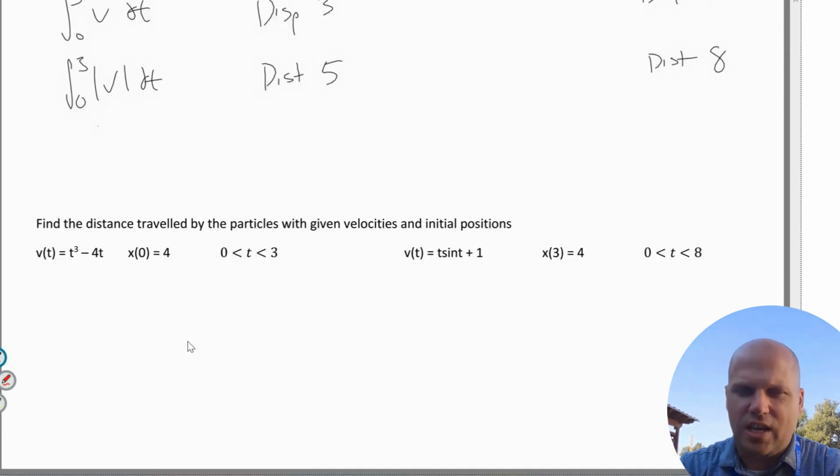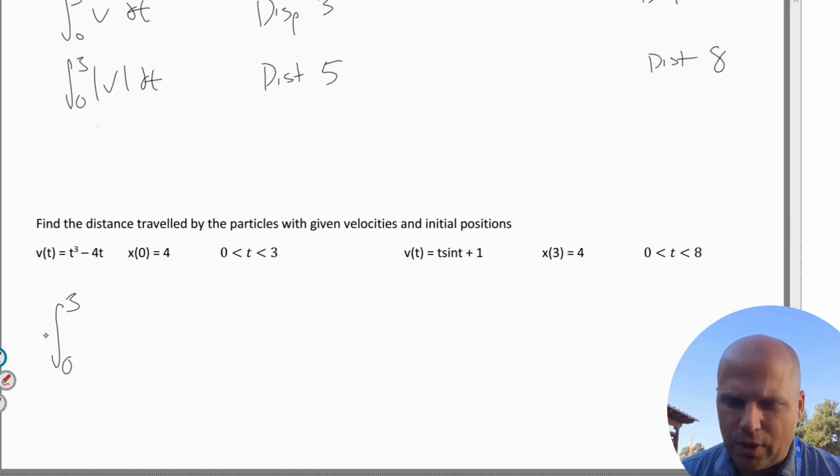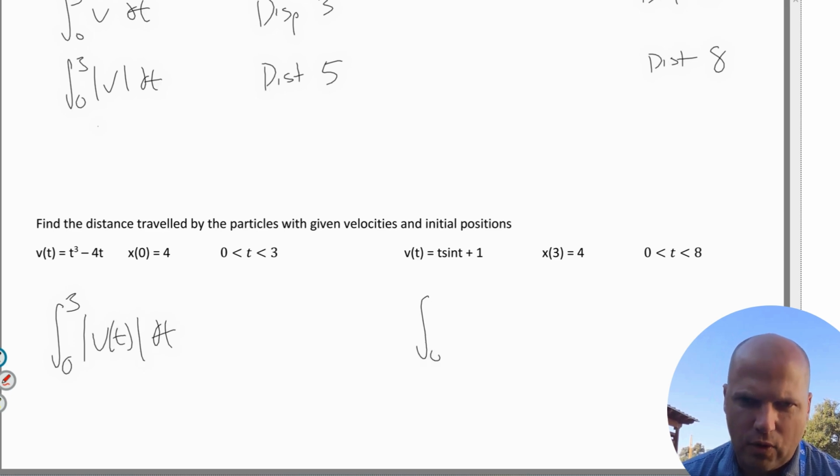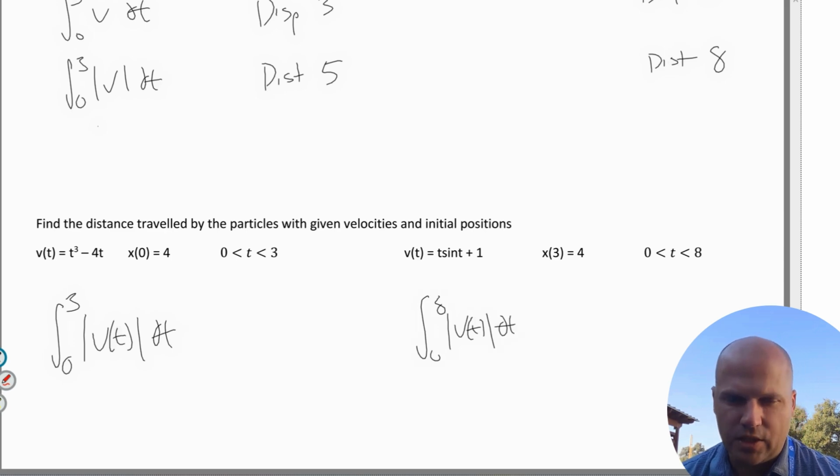Would anything change if I had an initial position? Distance would not change. If I had an initial position, you might be like, oh, do I have to do 4 plus? No, it's just a location. It would not affect how far we've traveled, just like I tried to show you over and over again. And hopefully you understand. And if you don't, you're probably not listening anyways.